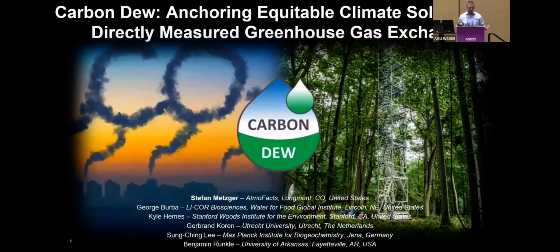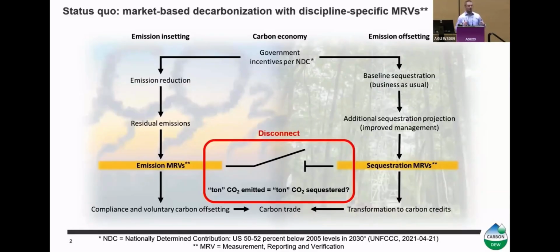Thanks for joining. I'm going to talk about Carbon Due, anchoring equitable climate solutions in directly measured greenhouse gas exchange. So essentially, when we look at the carbon economy, there's primarily two branches. On the one hand, on the left-hand side, the branch that you see is unabatable or residual emissions. On the right-hand side, the branch that we see is additional carbon sequestration that can be used for offsetting. And they come together at the bottom in the form of carbon trade. So far that picture looks very nice and symmetric.